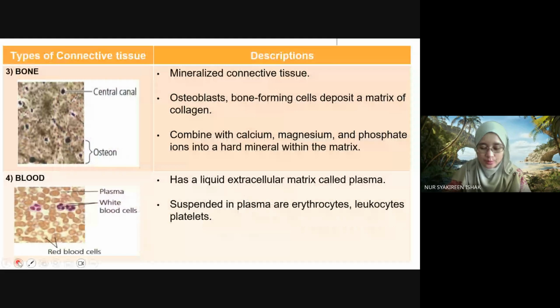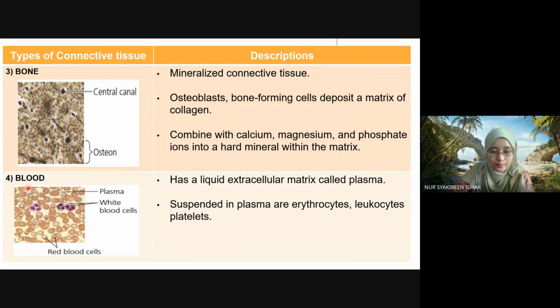And then we have bones. Bones are mineralized connective tissues. These are the structure of bones. We have here the osteoblasts, bone forming cells that deposit a matrix of collagen combined with calcium, magnesium, and phosphate ions into a hard mineral within the matrix. So these are the components of bones.